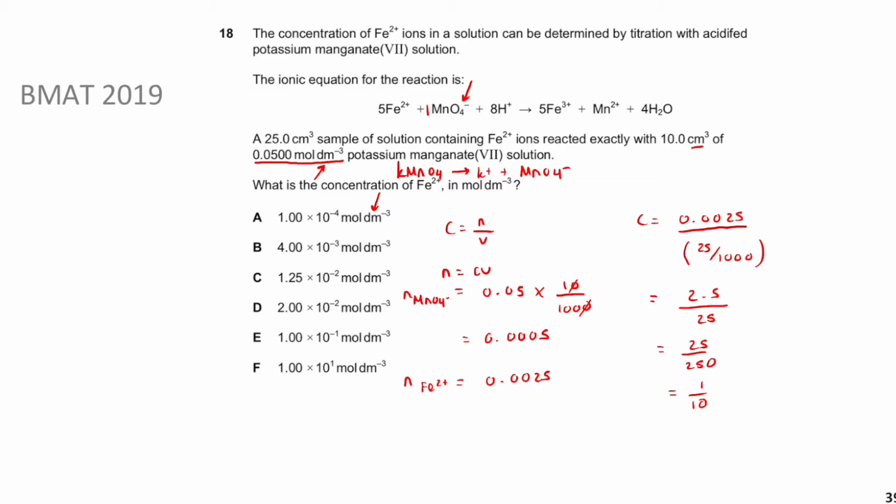And 1 in 10, guys, gives you basically 0.1, or in standard form 1 times 10 to the minus 1 mole per dm³. That's going to be E as the correct answer. So hopefully, guys, that has made sense. And as always, we look forward to seeing you in the next video.